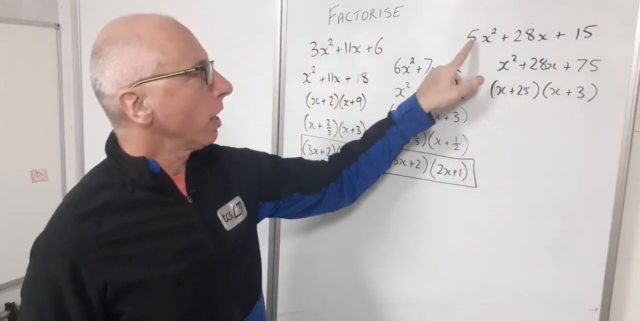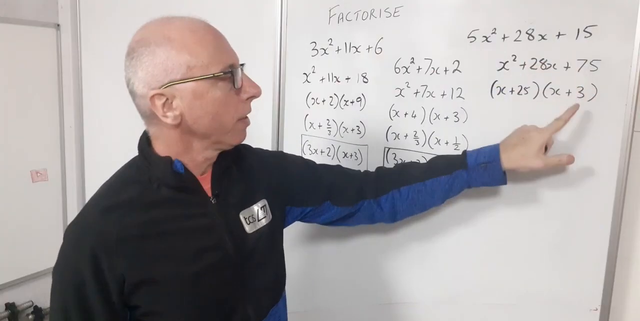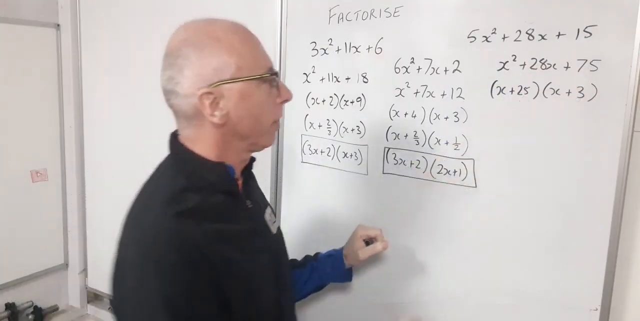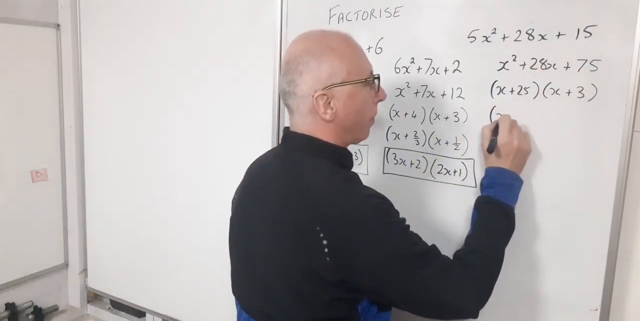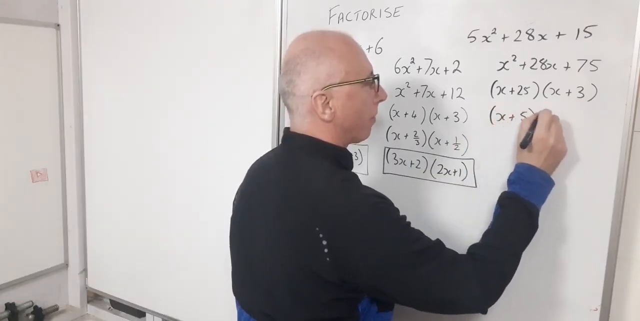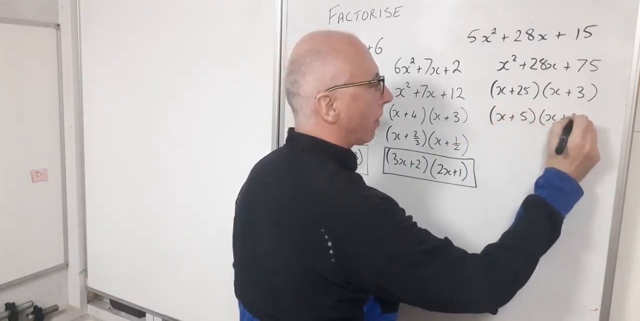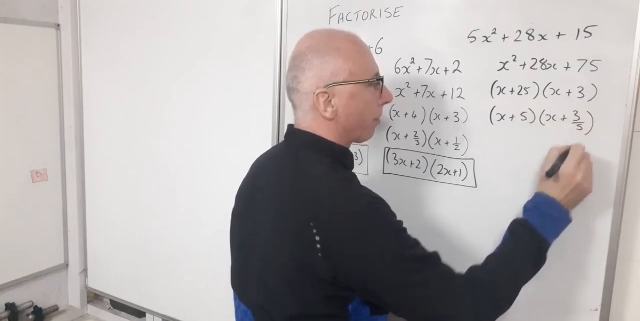So now what have we done here? We've multiplied this by 5. So now we need to divide these by 5. So dividing that by 5, I'll have x plus 5. Divide this one by 5, I'll have x plus 3/5.